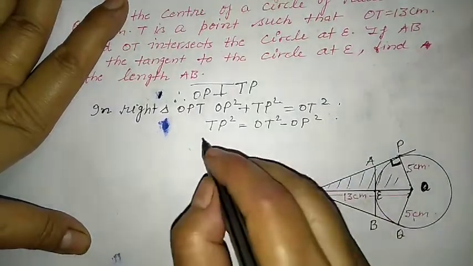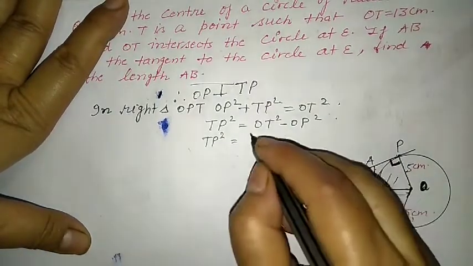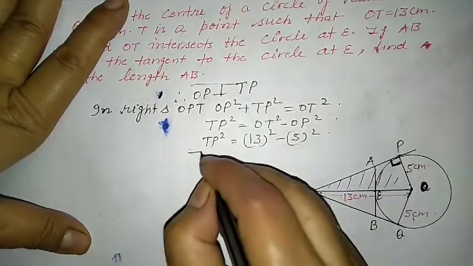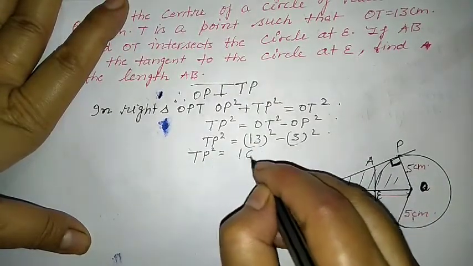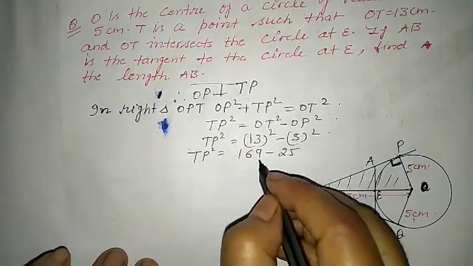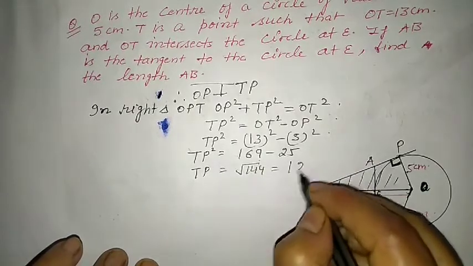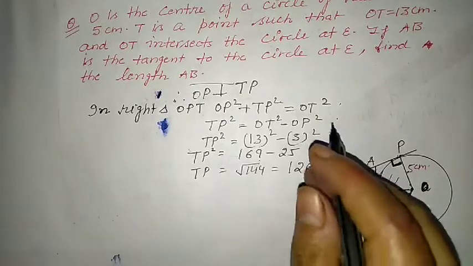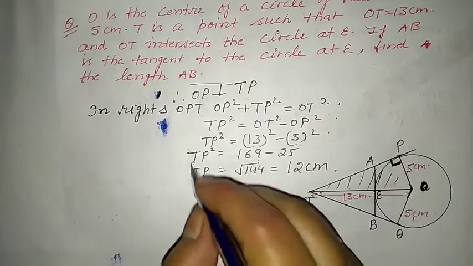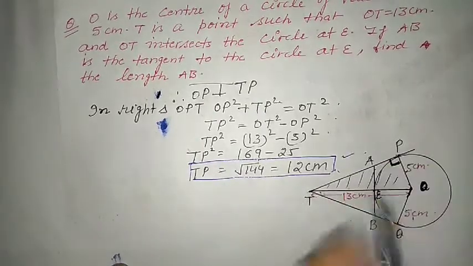TP that we have to find. OT is given, this is 13 centimeter, OP is given, 5 centimeter. So TP square is equal to 169 minus 25, that we have got 144. So TP is equal to under root 144, that is 12 centimeter. Okay, so this is important. TP is 12 centimeter that we have got here.